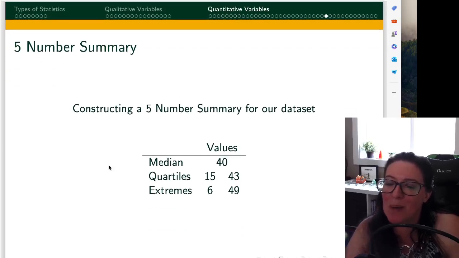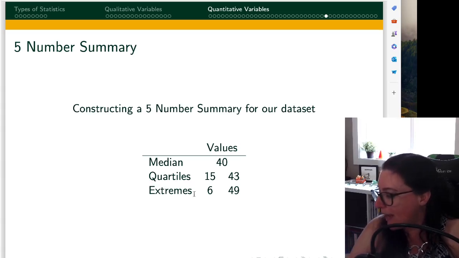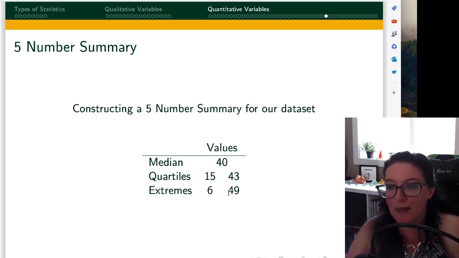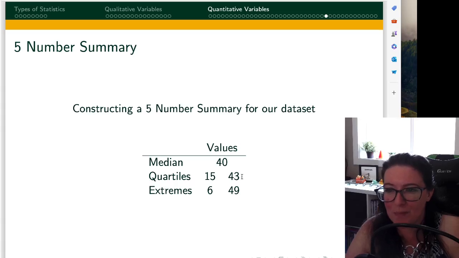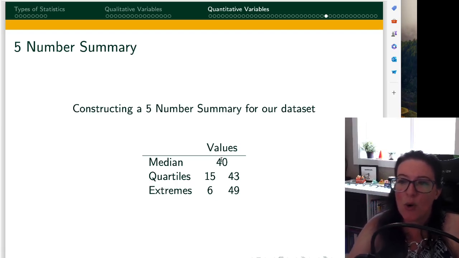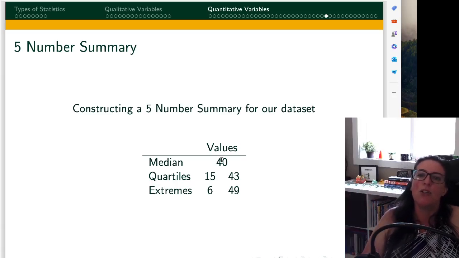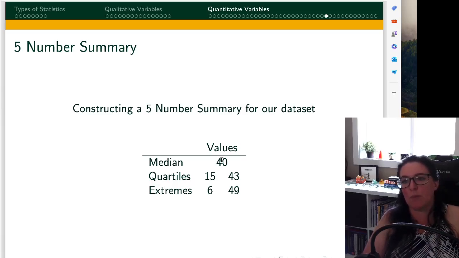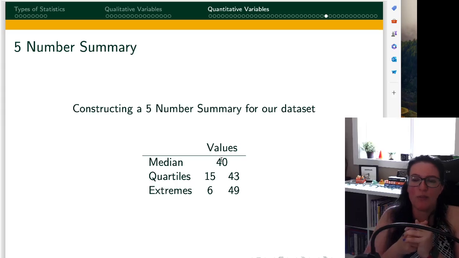Now, if we're doing a quick summary of data, we can do what's called a 5-number summary. A 5-number summary will take the minimum and the maximum, okay? And if you subtract the two, you get the range. It'll take quartile 1 and quartile 3, because if you subtract those, you get the interquartile range, and it will have the median. So at a quick glance, if we didn't have that histogram or dot plot to describe the data, you can get a lot of information simply from this 5-number summary. We know the middle is 40. We know the middle 50% is between 15 and 43. We know the extremes are 6 and 49. So you can do a quick 5-number summary to help you understand the data.